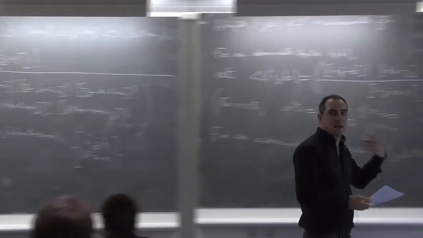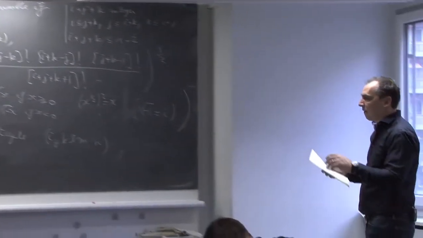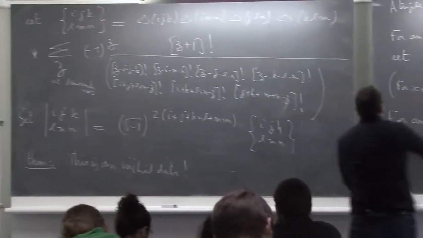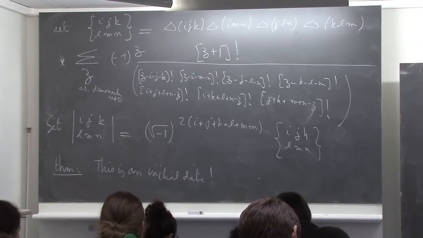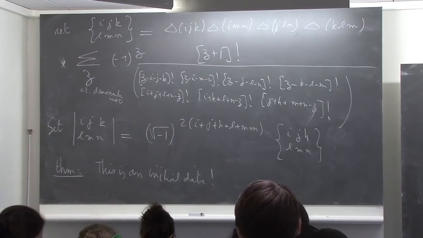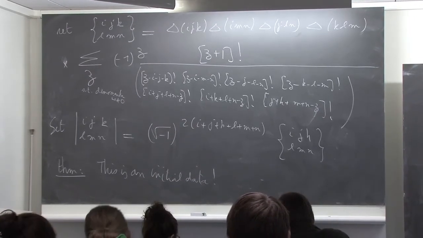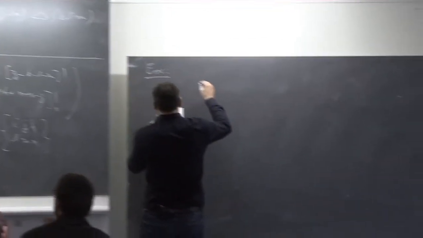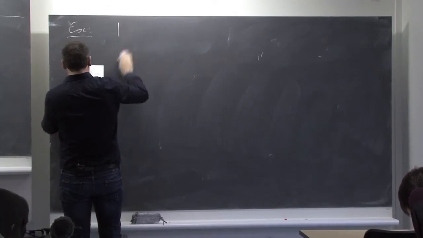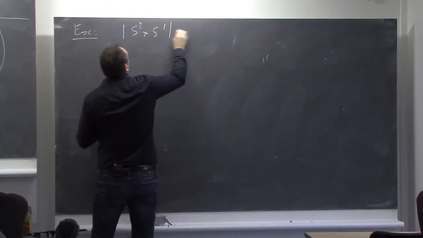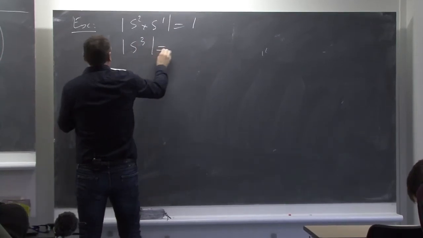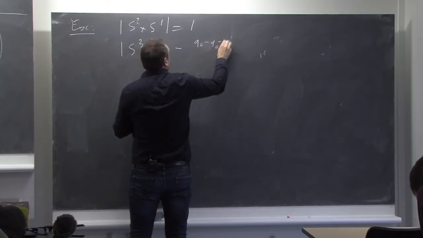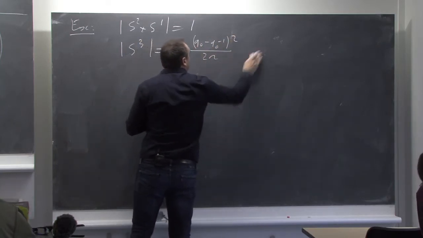So you can verify this. And with this data, for example, you can compute and you find, for example, that for S2 cross S1, you have 1. For S3, you have minus Q0, Q0 minus square over 2R.